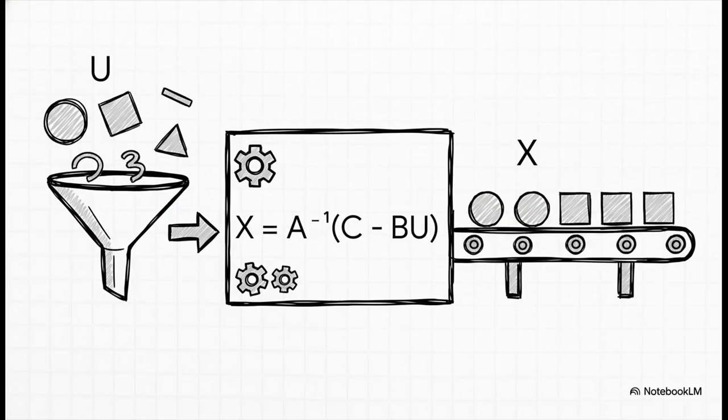Now, once we have that relationship laid out, we can do a little algebraic shuffle and get to the solution. And this new equation is incredibly powerful because what it's saying is, hey, just tell me your inputs, your U, and I will tell you exactly what your outputs, your X, are going to be.